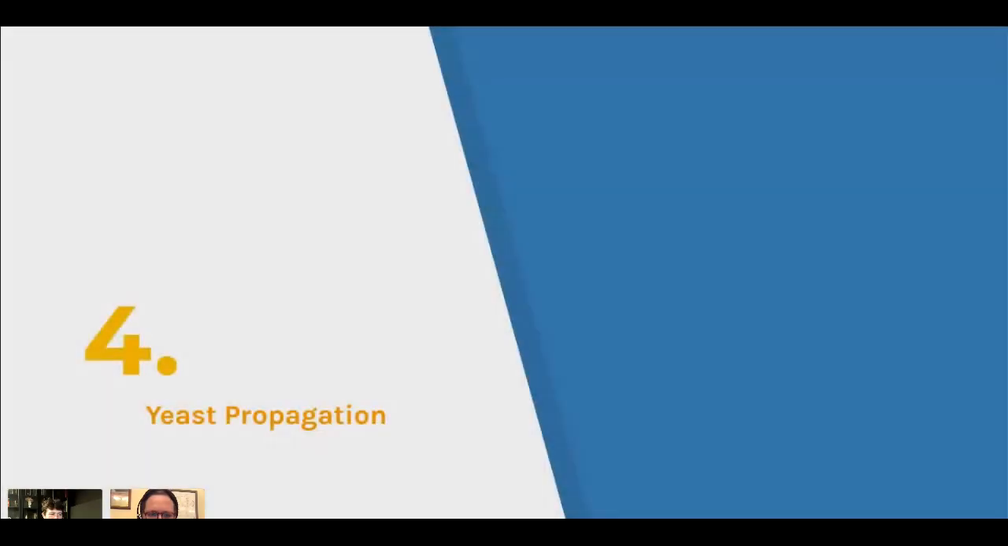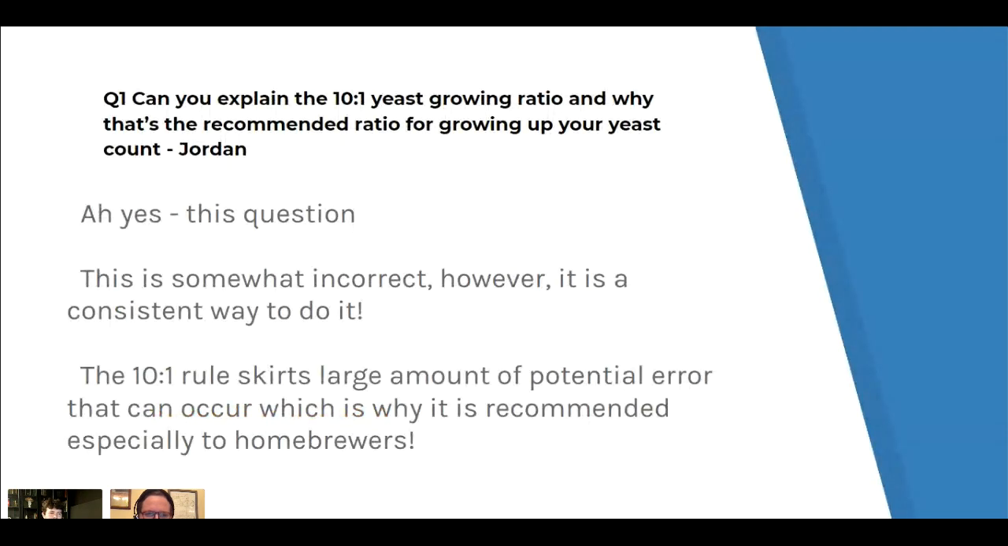So yeah, keep going. This brings us to the last topic, which is yeast propagation. I had fun with a few of these questions. One of them is a little frustrating though. So question 1, can you explain the 10-to-1 yeast growth ratio and why that's the recommended ratio for growing up yeast? I get this question a lot from my students, and this is somewhat incorrect in regards to the idea that you have to follow the 10-to-1 rule. The 10-to-1 rule has a lot more to do with hedging your bets. The 10-to-1 rule kind of skirts a large amount of potential error.